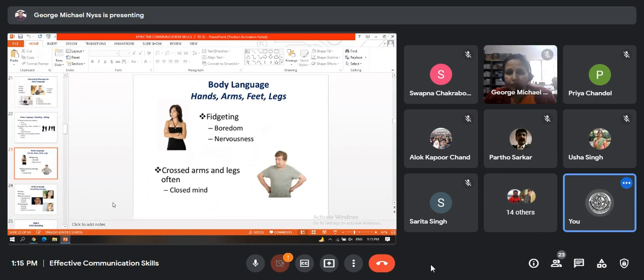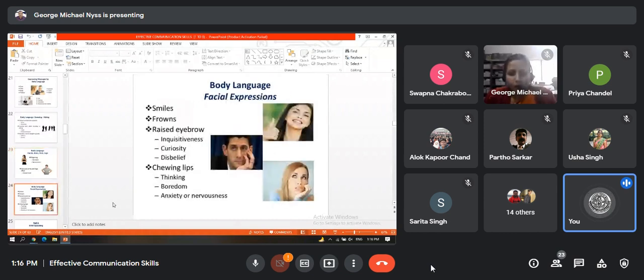Body language using hands, arms, feet, legs. Fidgeting shows your boredom and nervousness. Crossed arms and legs often show a closed mind. Some body language and facial expressions are smiles, frowning, raised eyebrows. They show inquisitiveness, curiosity, and disbelief. When you chew your lips, it shows that you are thinking, or you are bored, and you are feeling anxiety or nervousness.